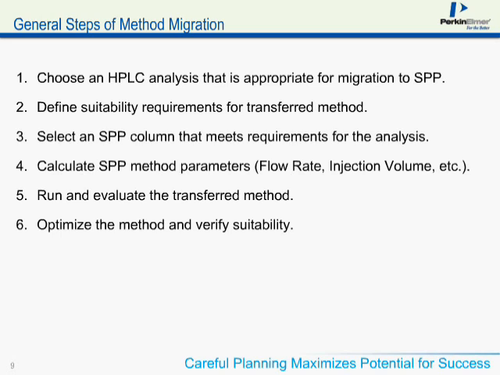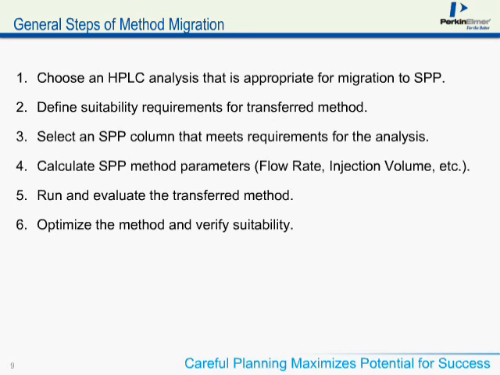And these guidelines are based on a white paper that we have available on converting methods from traditional columns to SPP columns. After the webinar, we will be sending out emails to each of the participants, and it will have links to not only these guidelines, but a calculator that you'll see later as well. But the general steps for a method migration, there's 6 steps.